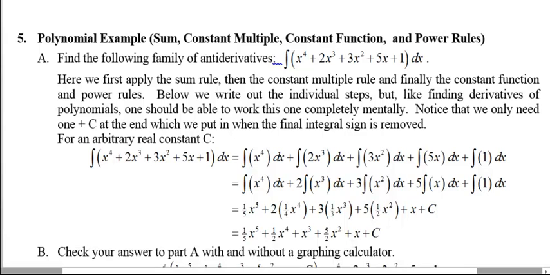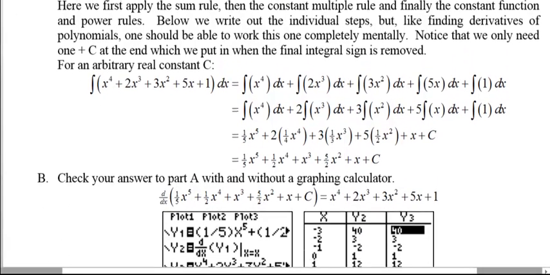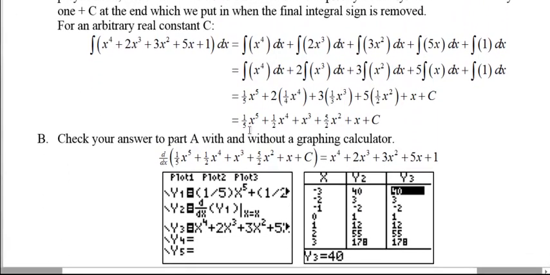And of course, how will we check that? We just check that, as we always do for any of these problems, by taking the derivative of the answer and making sure it's the thing we started with, the integral. And of course, we're just using the basic derivative rules for polynomials. Should be pretty good at this by now.